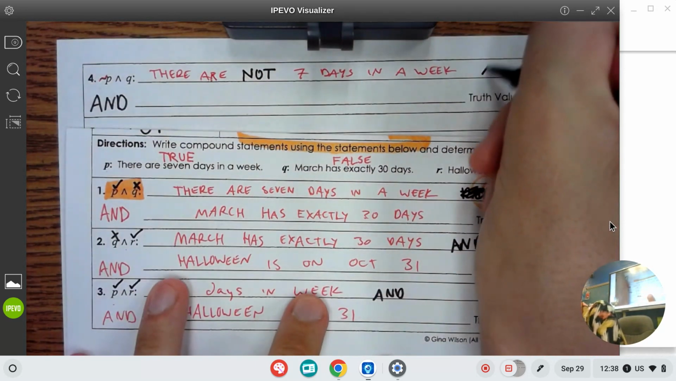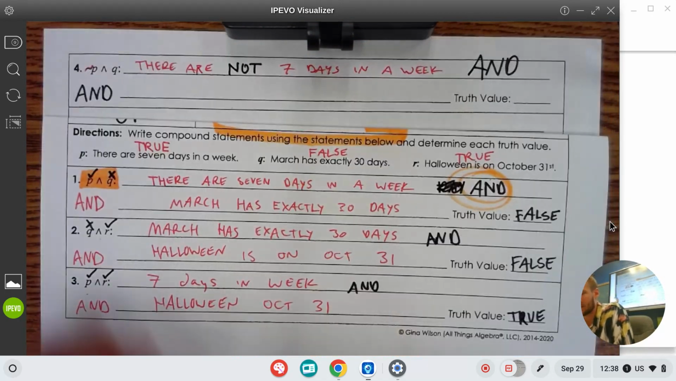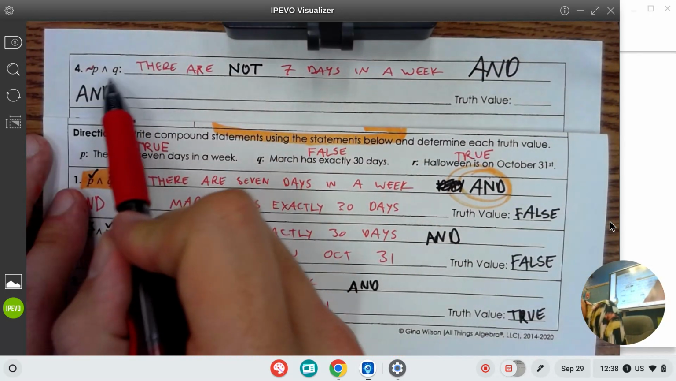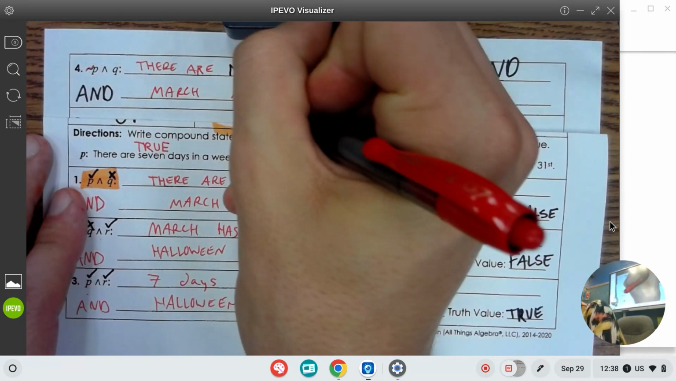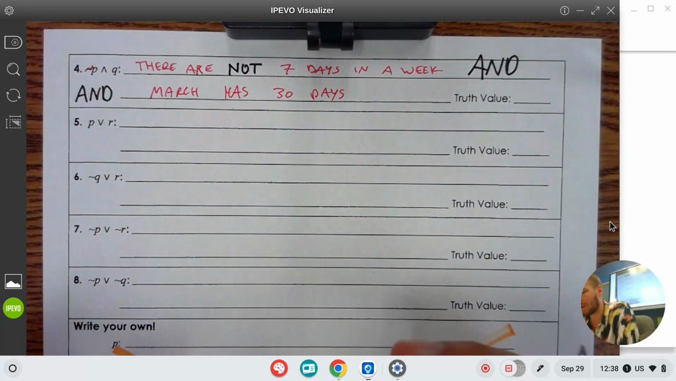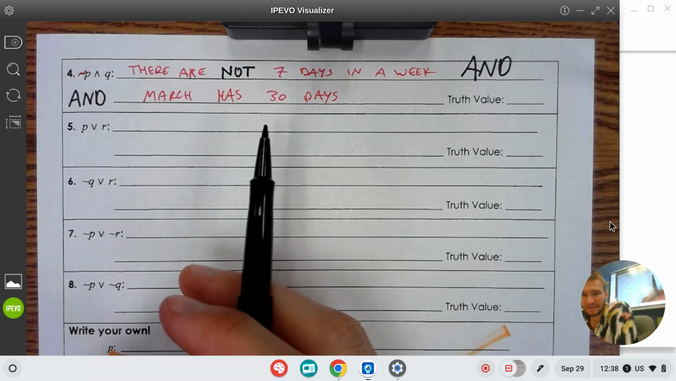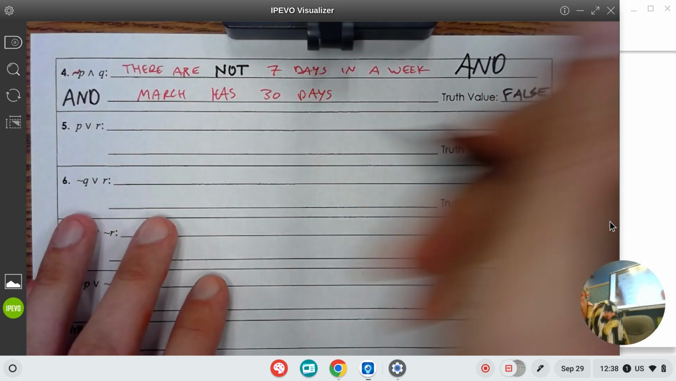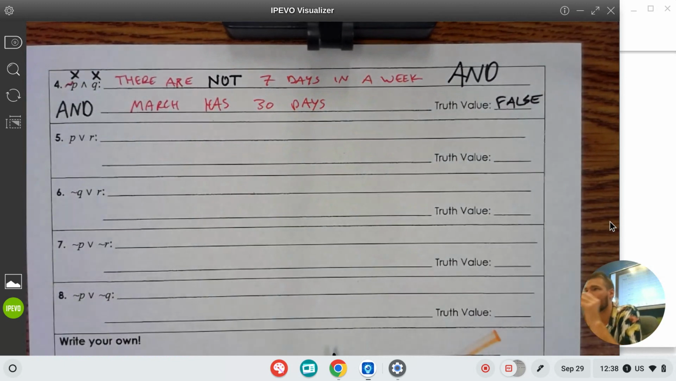We still have that word and at this point we should already know the answer. There are not 7 days in a week, and Q, just a normal plain Q, which says March has exactly 30 days. March has 30 days. What do we think about this statement? What is the truth value of this compound statement? This is false. This one's not even close to being true, right? Because it is false and false. We would need double true in order for it to be true.